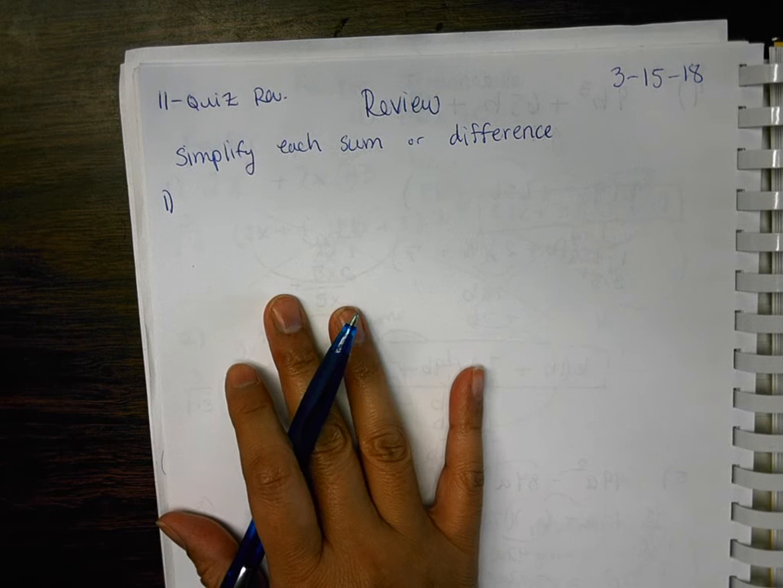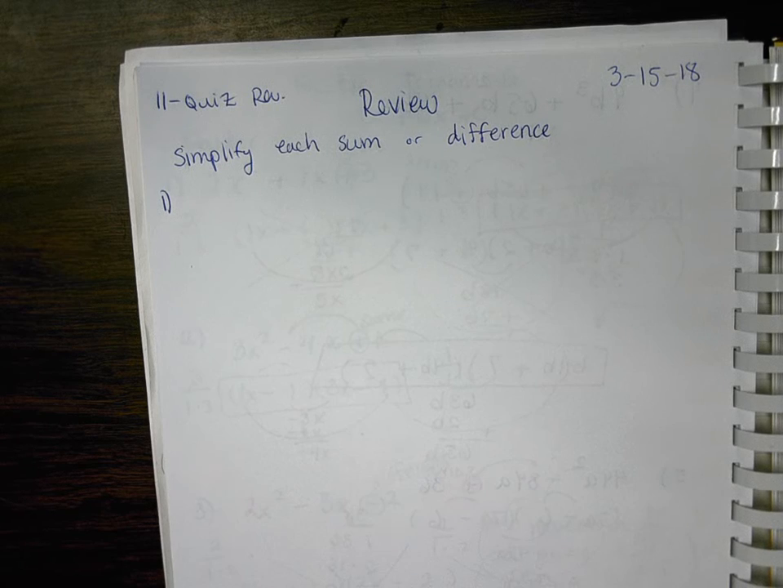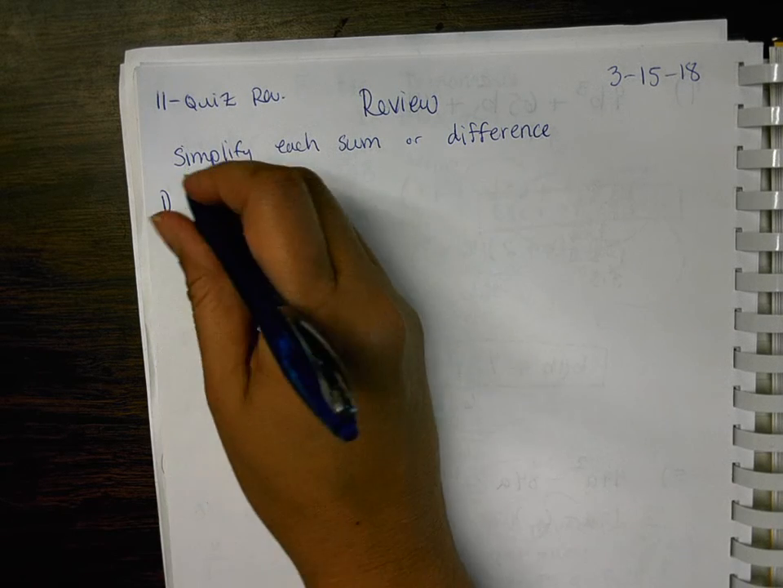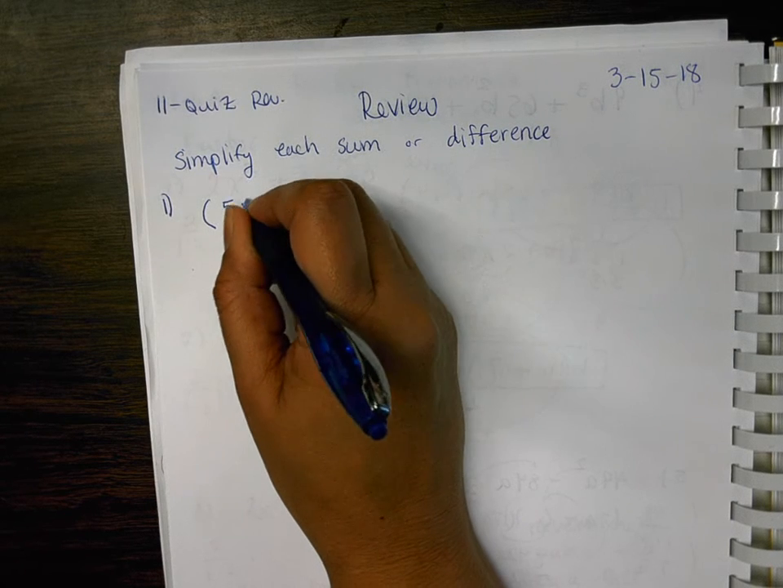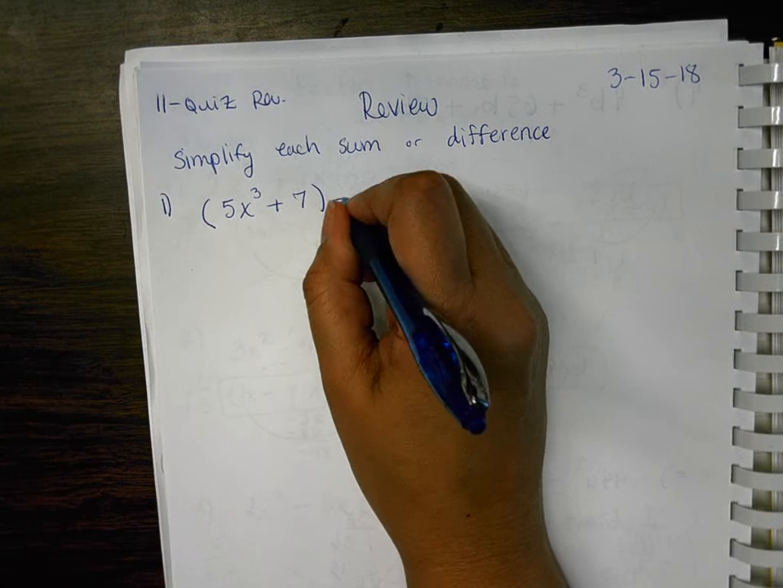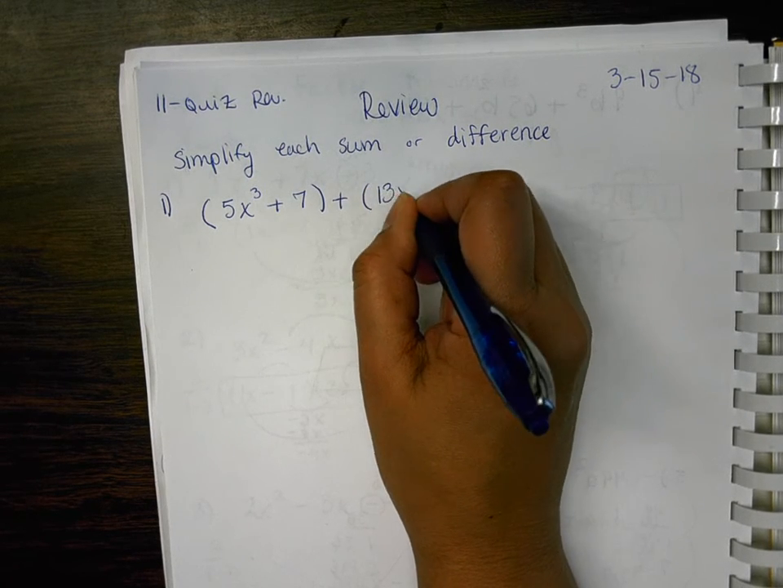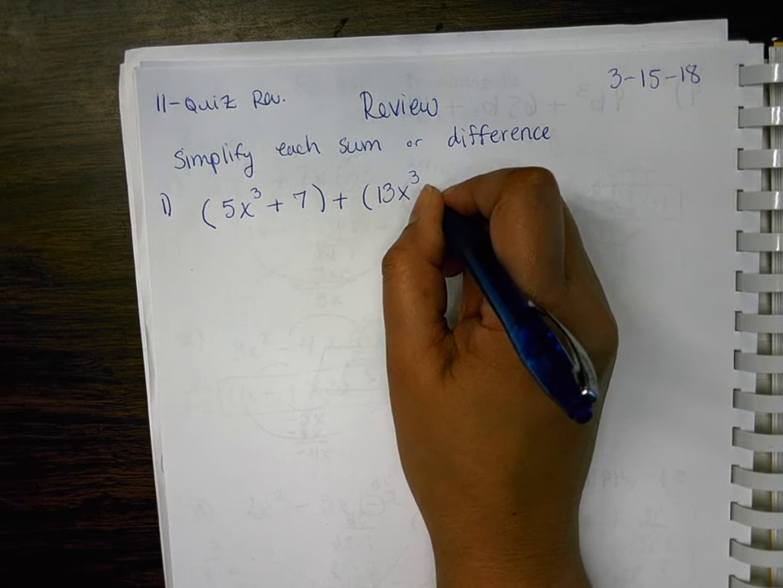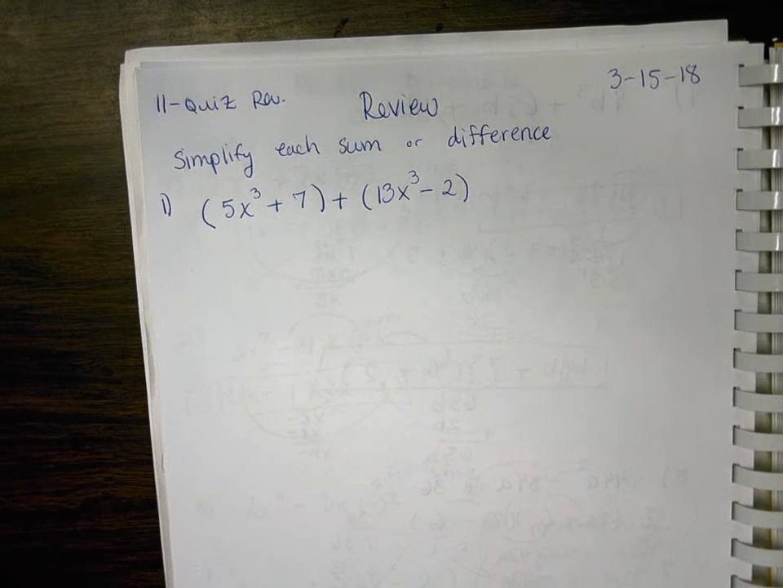All right, ladies, gentlemen, simplify each sum or difference. I need the talking to stop. All right, parentheses 5x cubed plus 7, parentheses, plus parentheses 13x cubed minus 2.